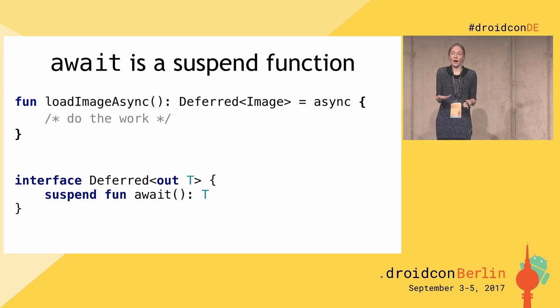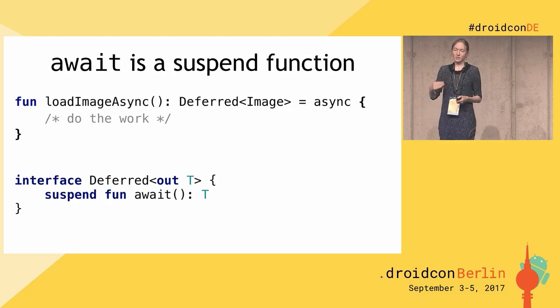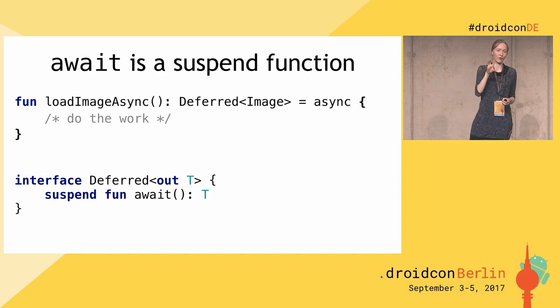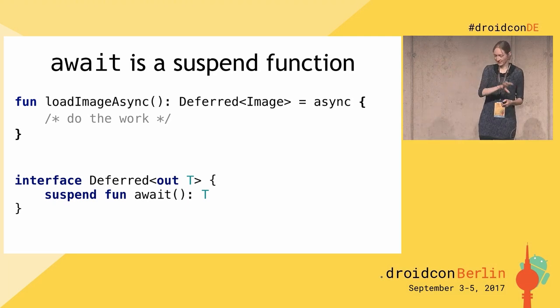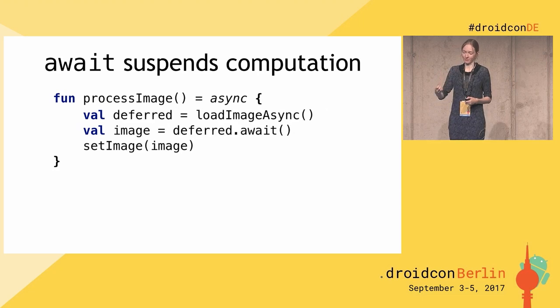So you can ask, how do you call this await? But if we look at this example, you can see that, okay, we call this load image async. Load image async actually returns an object of deferred type, and this deferred declares a suspend method await. So, okay, await is just a suspend function. It's a library function declared as suspend function. And what it does is the marker that tells the compiler to suspend the computation.